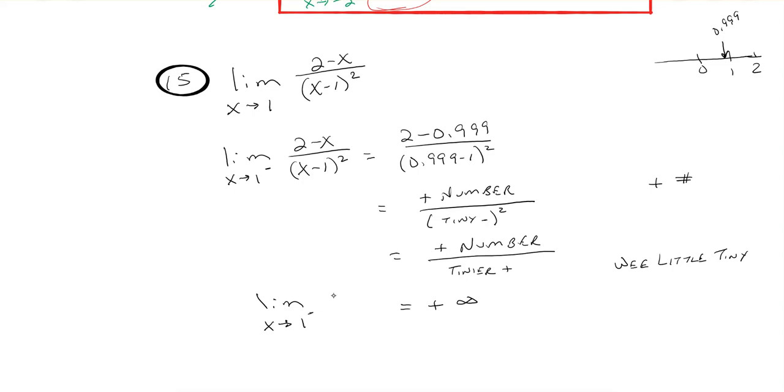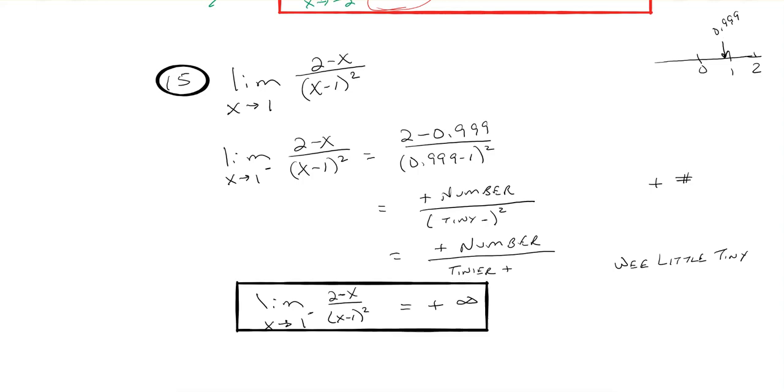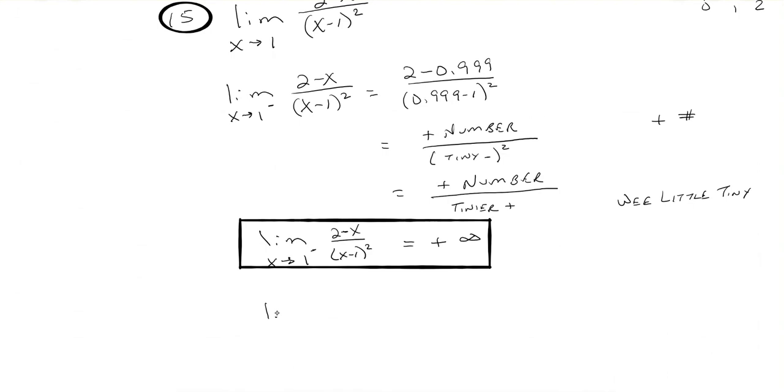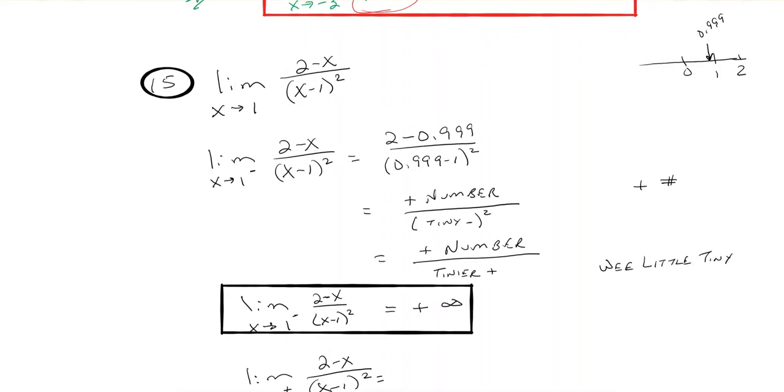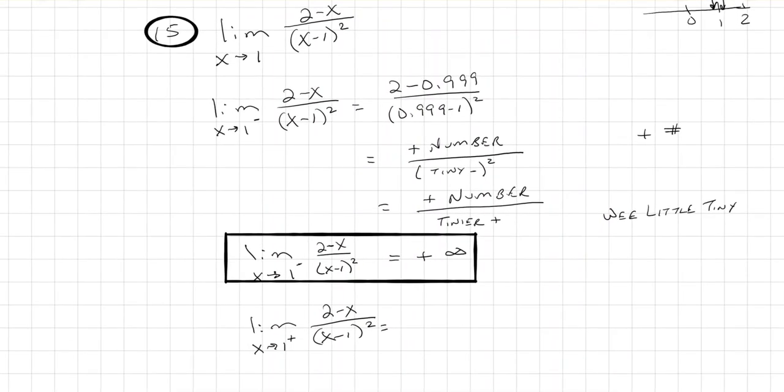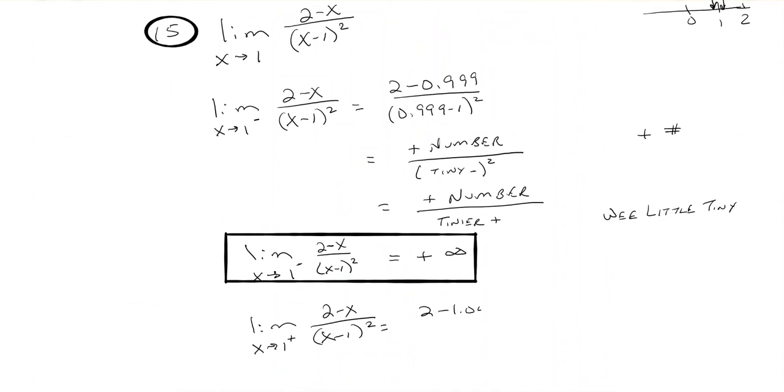I do need to talk to you about something about format in just a minute before we finish. Okay, so here's one part of it. All right, what's the limit as x approaches 1 from the right? So I would need a number to the right, so something like maybe 1.001. So I'd go 2 minus 1.001 over (1.001 minus 1) squared.